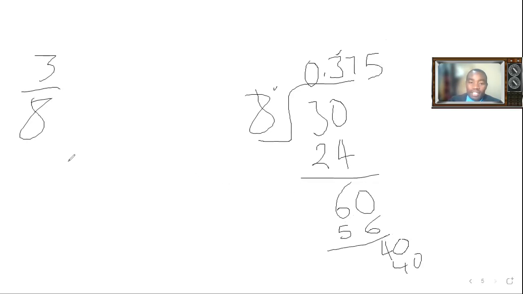So at the end of the day, 3 over 8 is the same as 0.375. And that's how you convert fractions into decimals. This way you can convert any fraction into a decimal.